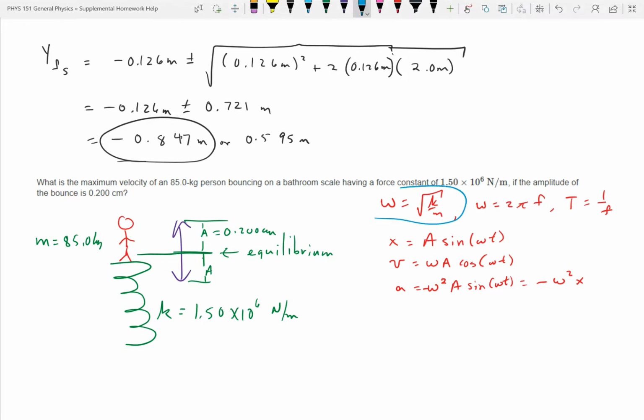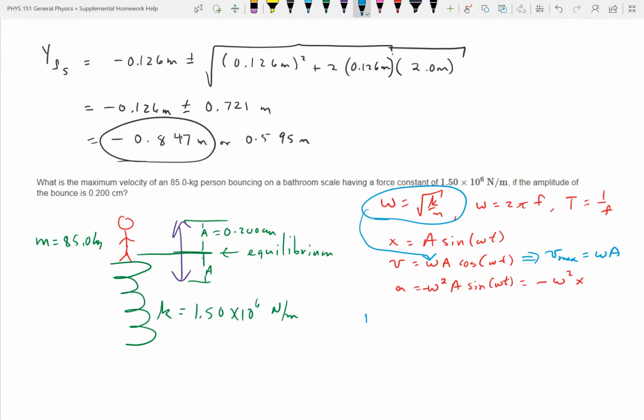Okay, so we find this and we plug it into where? The second equation. But we don't know. This second equation, remember cosine goes between 1 and minus 1. So the second equation tells us that V max is equal to omega A, because cosine can't go bigger than 1. So the maximum that V can go is omega A times 1.